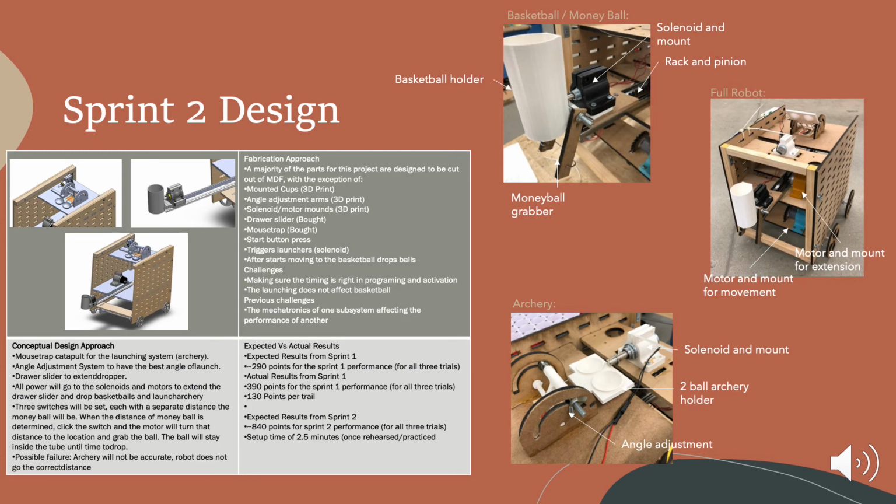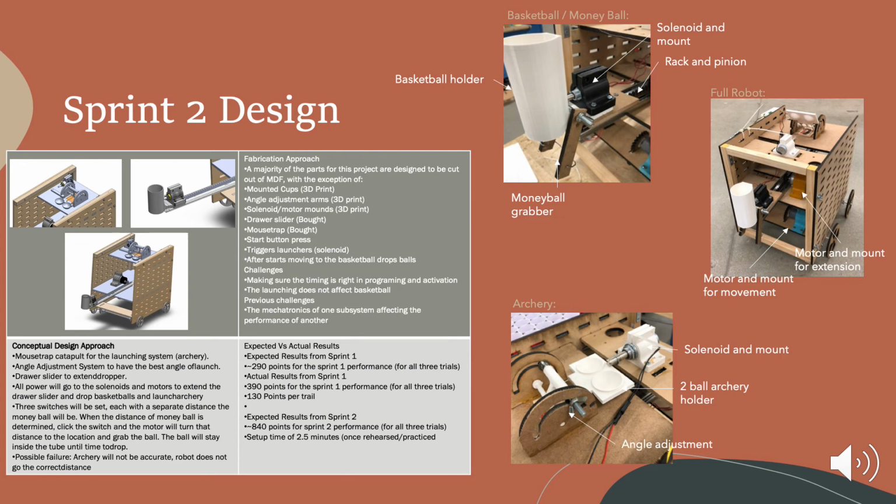The basketballs are stored in the white tube, being held up by the solenoid. The robot moves towards the basketballs, picks up the money ball using the money ball grabber. Then the drawer slide extends over the cups. The solenoid pulls back, dropping the basketballs over and hitting the money ball, and all 3 go into the cup, and then it rolls back to start.